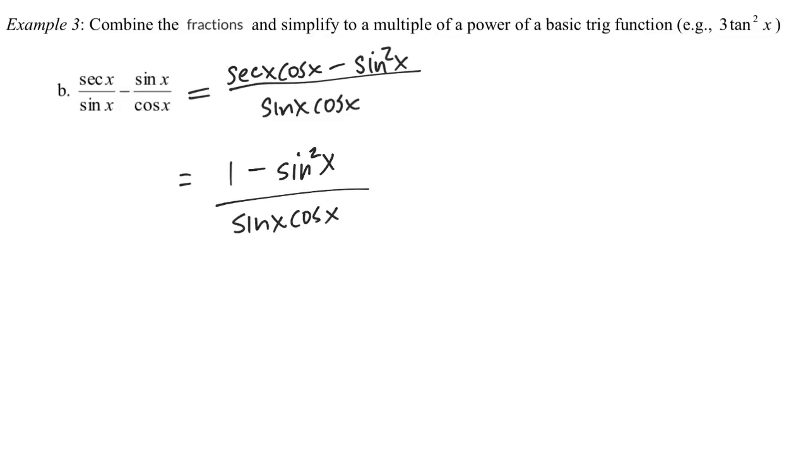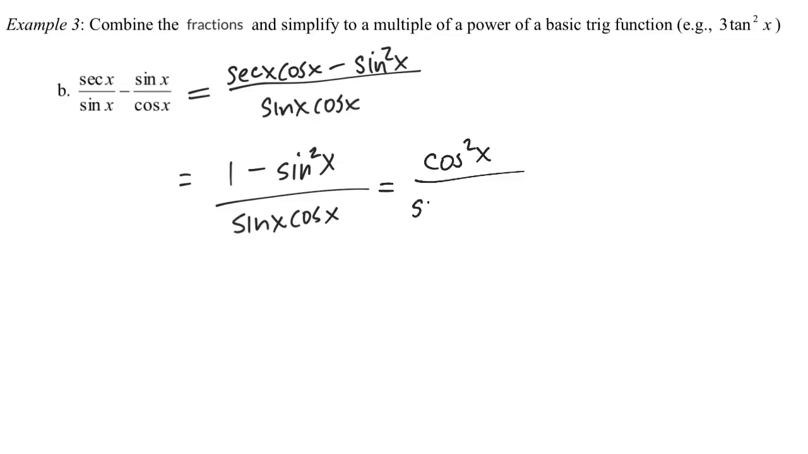Okay, the next thing that I hope you're noticing is that this numerator is a rearranged version of that first Pythagorean identity. And so therefore, 1 minus sine squared x is going to equal cosine squared of x.